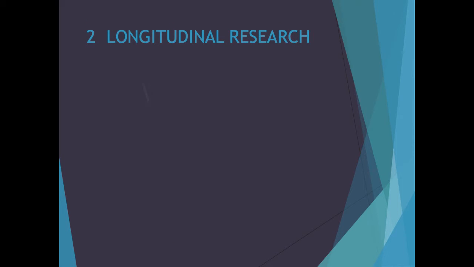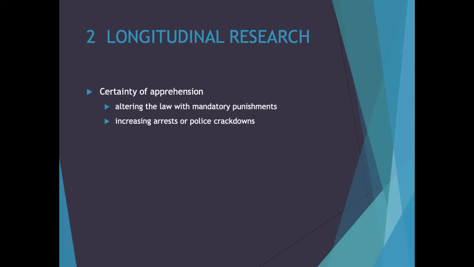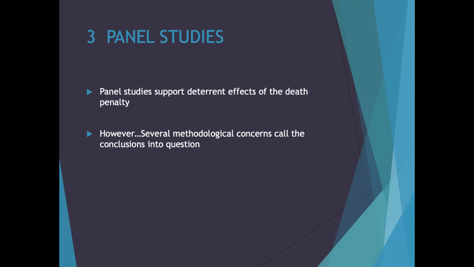All right, going on to longitudinal research, the certainty of apprehension. So it's basically altering the law with mandatory punishments and increasing arrests or police crackdowns. There were panel studies done that support the deterrent effect of the death penalty. However, several methodological concerns call the conclusions into question.